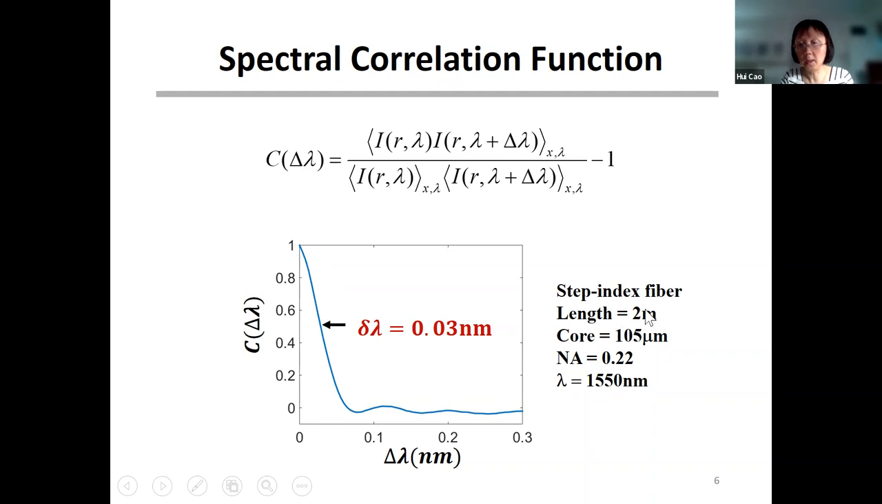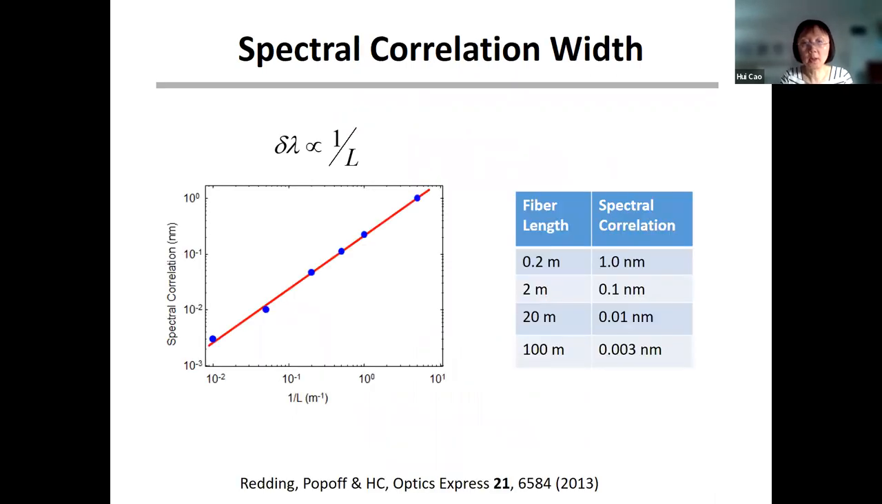Even for this 2 meter long fiber, the wavelength resolution at 1550 nanometer is about 0.03 nanometer. So it's already a fairly good resolution. But we can also make the fiber even longer to get better resolution. Here we show the experimentally measured spectral correlation width as a function of the fiber length. We tried different fiber lengths, and clearly there is a spectral correlation width, which roughly gives us the resolution we can get.